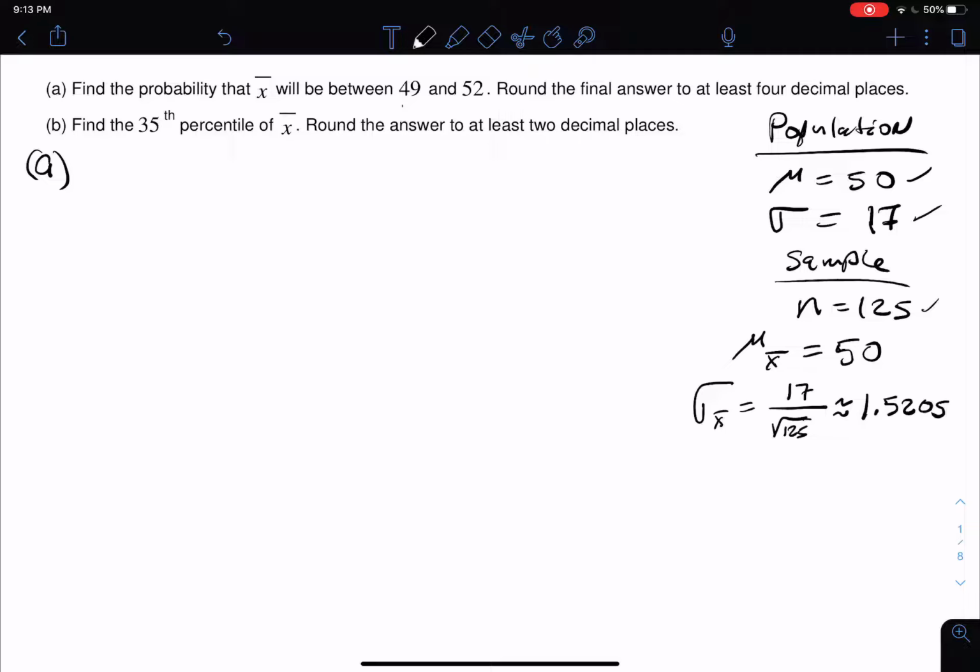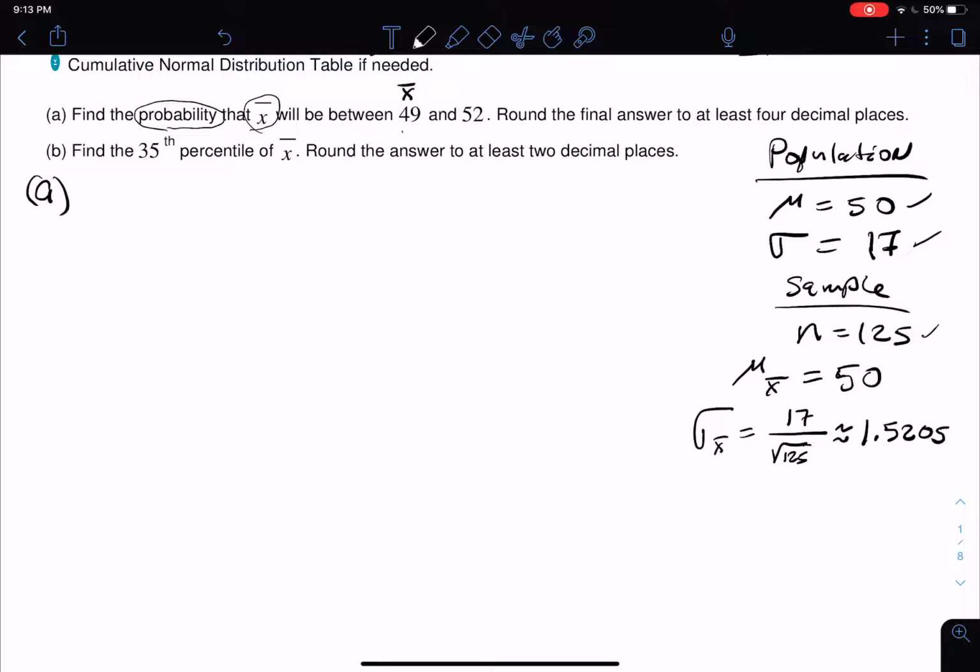Okay. Question for A. Find the probability. If they say probability or they say proportion, remember that's the area under the standard normal curve. So find the probability that x bar, that the sample means will be between this sample mean and this sample mean. Round your final answer to 4 decimal places. Okay, so really what we need to do is convert this sample mean into a z-score.